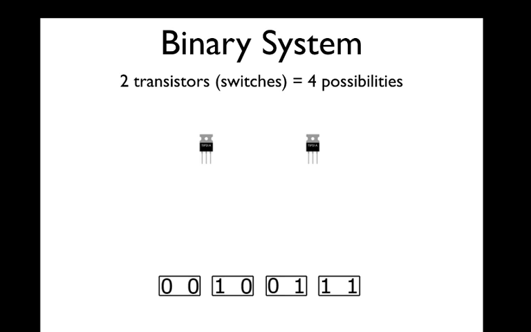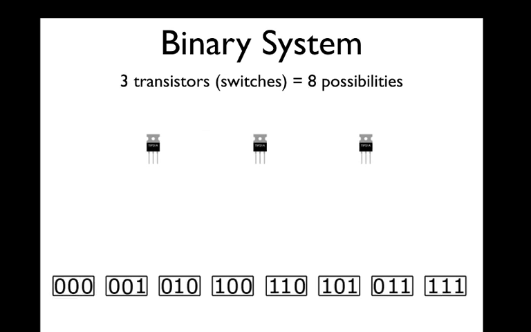So again, if I add a second switch, I end up with 4 possibilities. If I add another switch, I've got 8 possibilities. If I added another switch to this, how many possibilities would I have? 16. So I started with 1 switch and 2 possibilities. 2 switches, I now have 4. 3 switches, I had 8. 4 switches, I get 16. What do I get with 5? 32. 6. 7. 128.